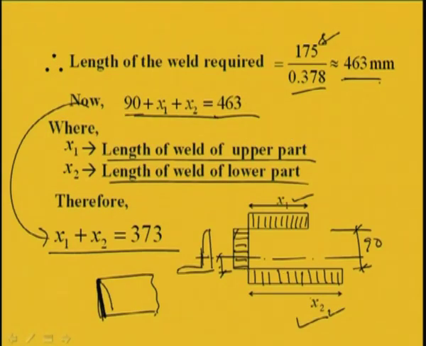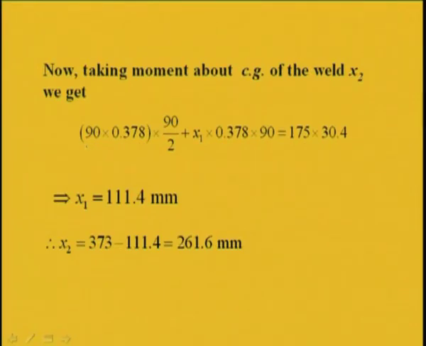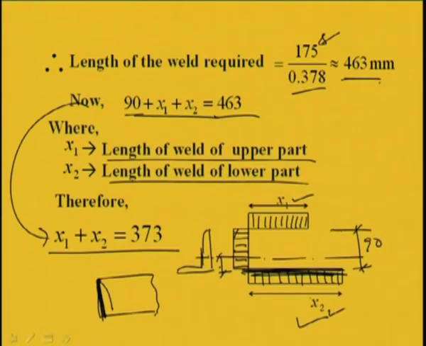So take the moment about the CG of the weld of x2. If we take moment about this, what will happen? That means 90 into 0.378 into 90 by 2. This is 1, this is 90. 90 into 0.378 is the strength per millimeter length of weld. So 90 into 0.378 is the strength of this area, then into 90 by 2, meaning half of this, where the CG is acting.